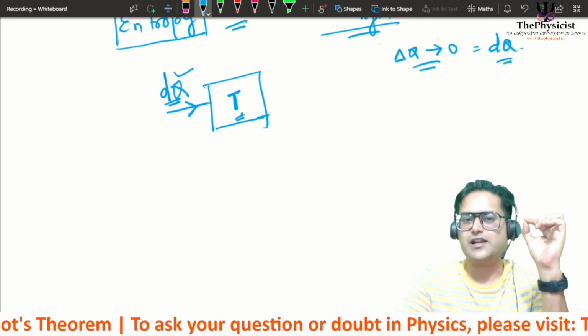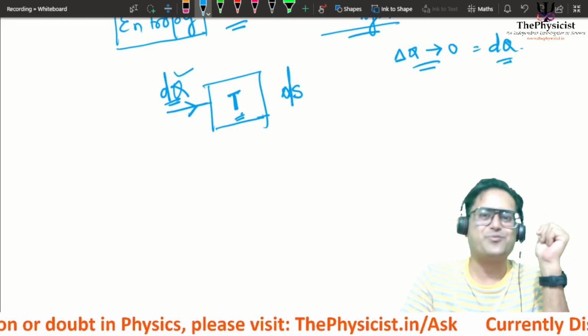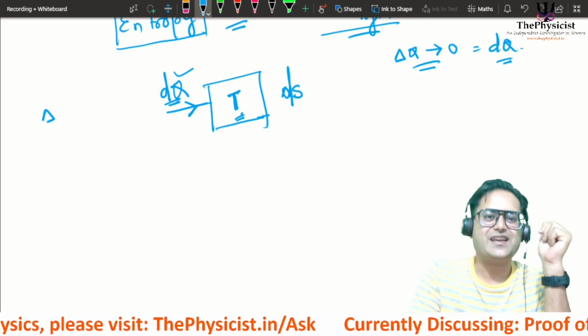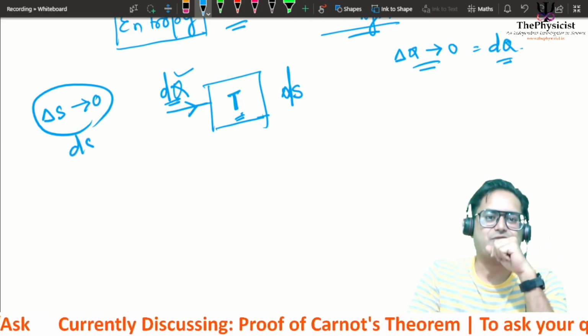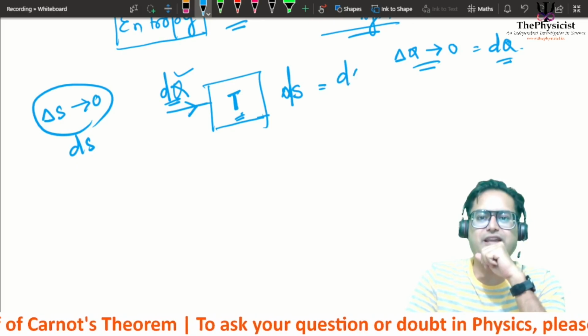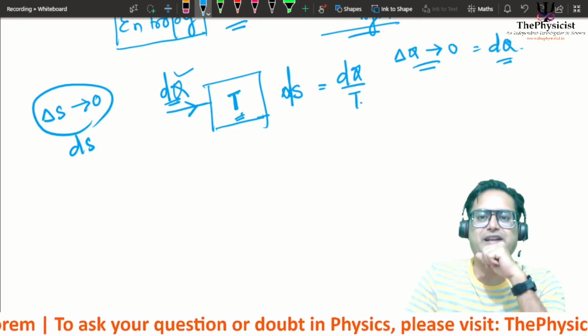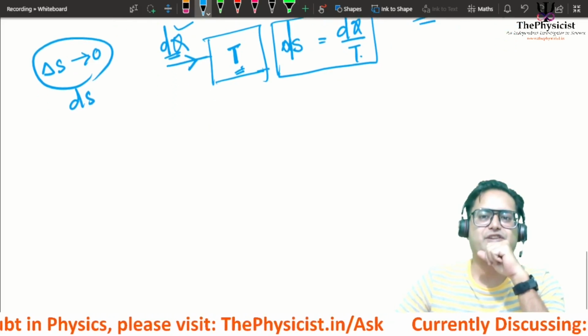In that case, the small change in entropy, ds, which is basically the change in entropy tending to zero, that's what we call ds, just like in calculus. So ds is equal to dq divided by T. That's the mathematical definition of entropy.